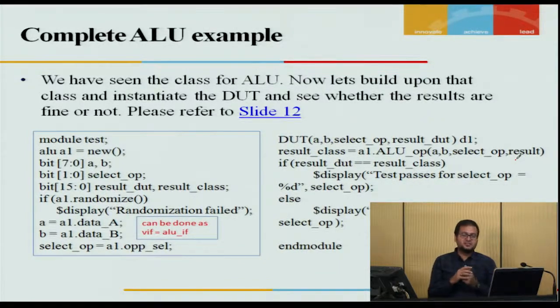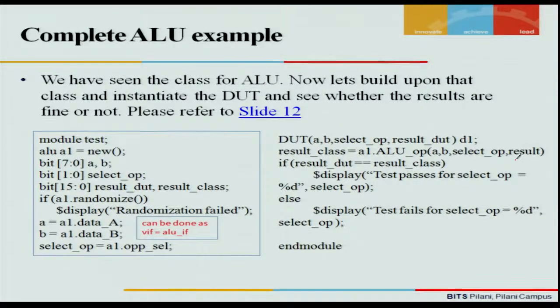This testbench is basically to give you a very basic feel of how a DUT is checked through our testbench, and this will give you a good understanding of how an ALU can be verified very easily. In this case, as you can see, there is a module test, there is an interface A1 which is created with new, then there are two signals A and B, and then there is a select operation. Since we have 4 operations, I have taken a 2-bit select signal, so 0, 1, 2, 3.